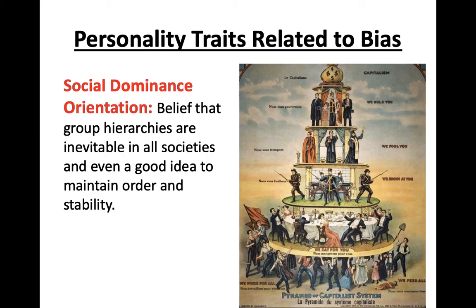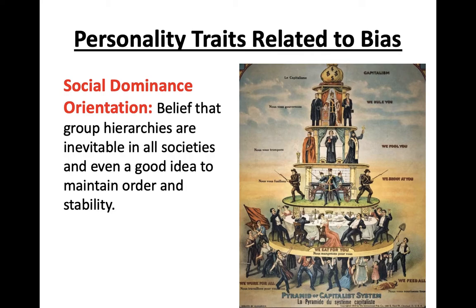Social dominance orientation is the belief that group hierarchies are inevitable in all societies, and that hierarchies are necessary and even a good idea in order to maintain order and stability. Okay, so people high in social dominance orientation think that there's basically this ladder, there's a hierarchy, and some groups are on top and some groups are on the bottom, and that's a good thing because it helps society be orderly and basically to function.